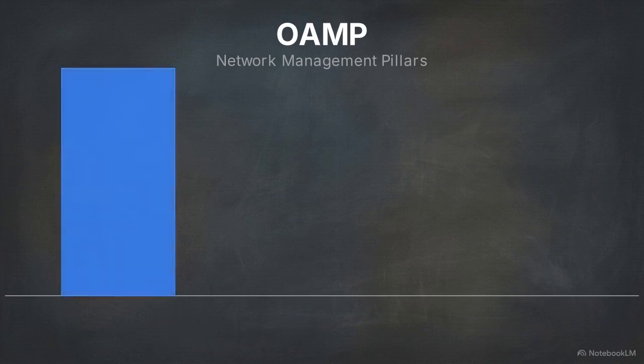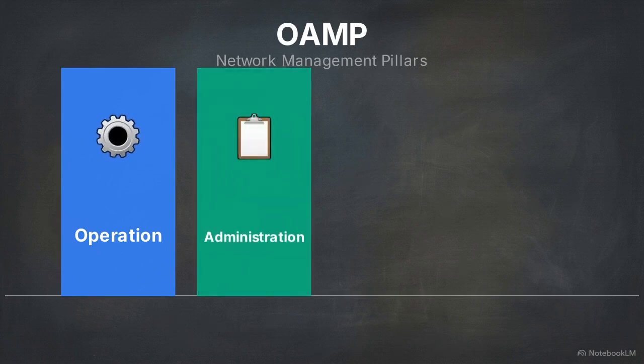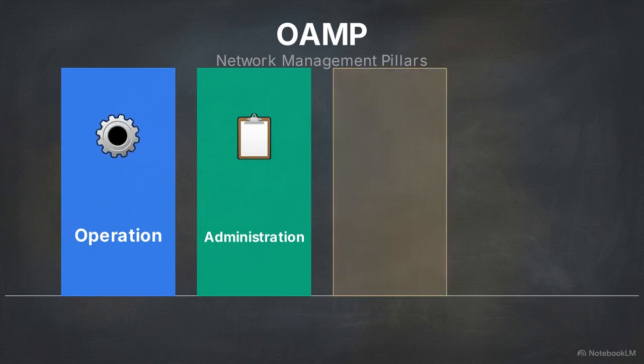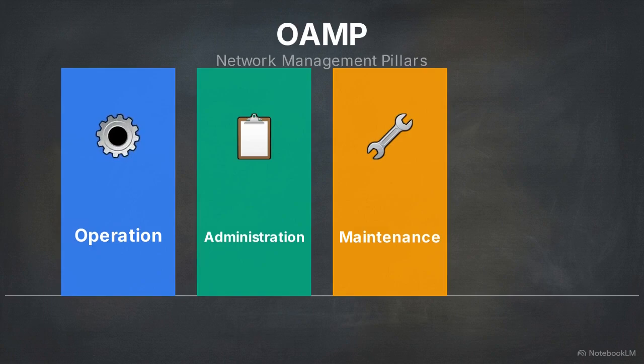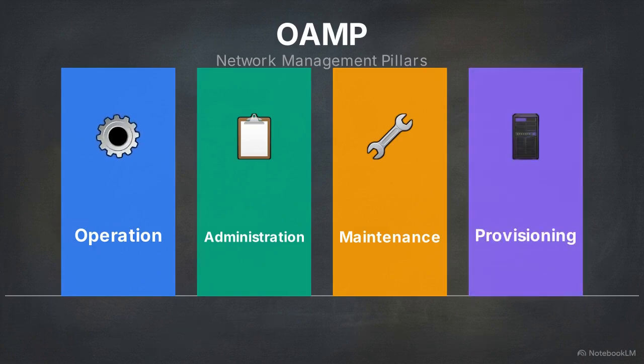The first 2 are operation, which focuses on keeping the network and its services running smoothly on a daily basis, and administration, which tracks exactly what resources exist and how they are assigned. The final 2 are maintenance, covering the physical or software-based repairs and upgrades, and provisioning, which handles configuring specific resources to support a new given service.